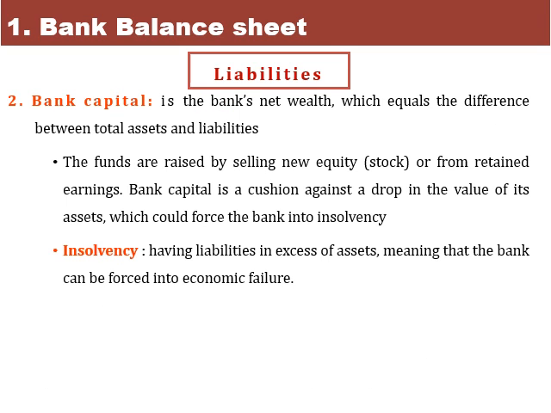The final type of liabilities in the bank balance sheet is called bank capital, which represents the net wealth, which equals the difference between total assets and total liabilities. Here, bank capital is raised by selling new equity or stock, or from retained earnings, as we will see in the capital adequacy management part. We should note that bank capital is very important, as it cushions against a drop in the value of its assets, and it also protects the bank from insolvency, as we will see later in this chapter.